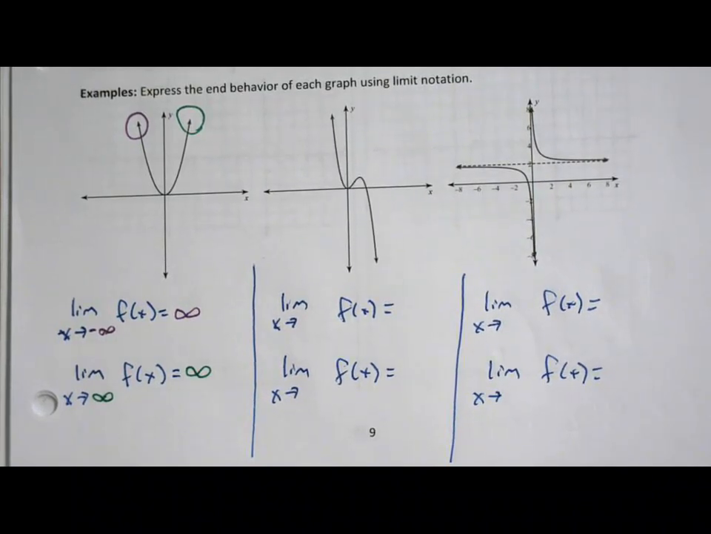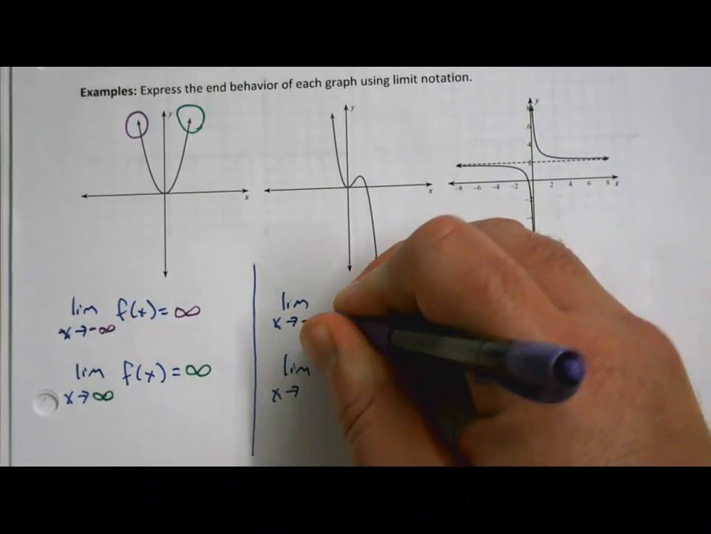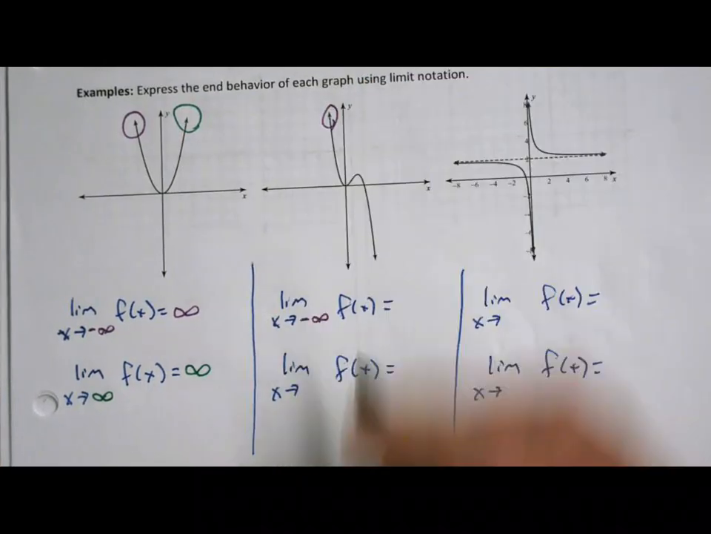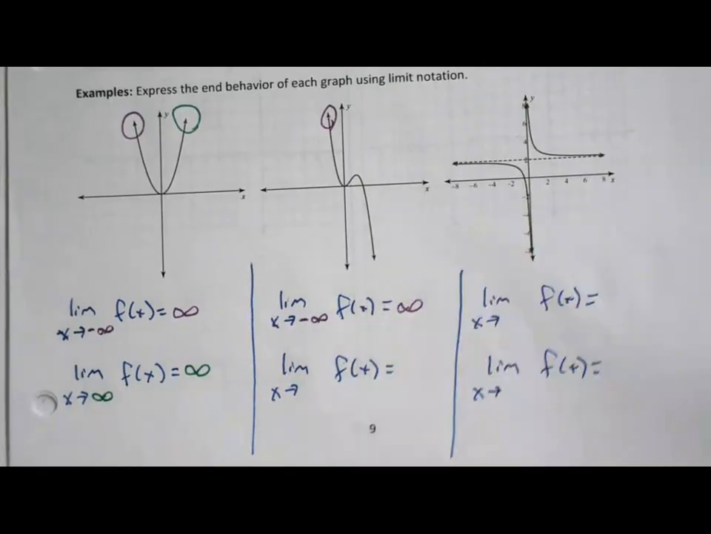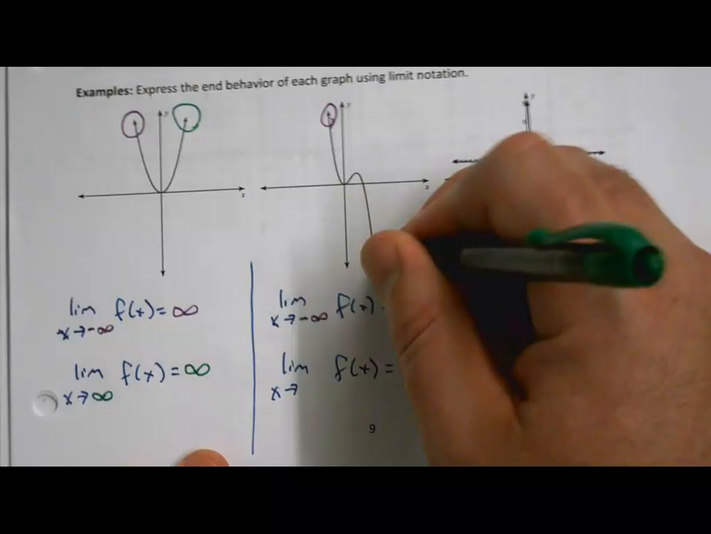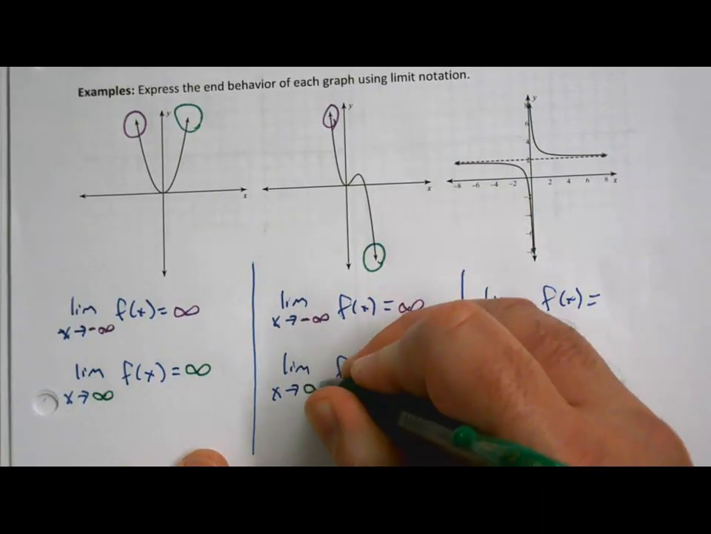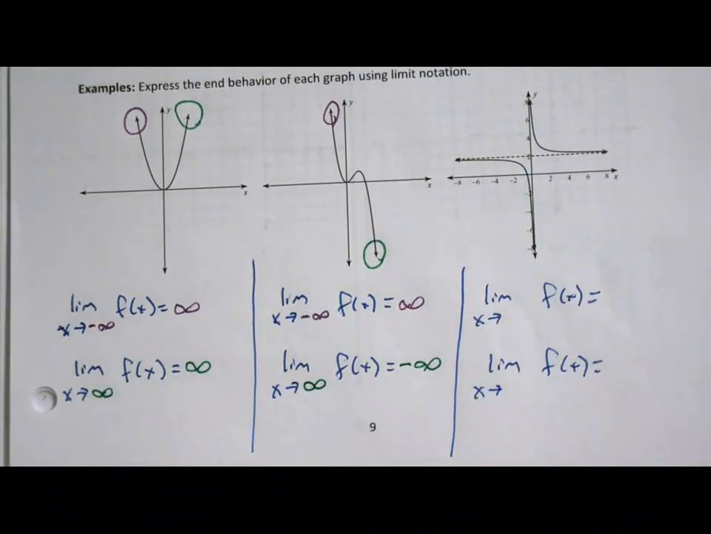All right, let's see how we did. This one on the left, so negative infinity for x. What's my y doing? My y is going up towards positive infinity. And for this function on the right, it's going down. So on the right, x is going to positive infinity. It's going down, so y is going to negative infinity. Does that look good?